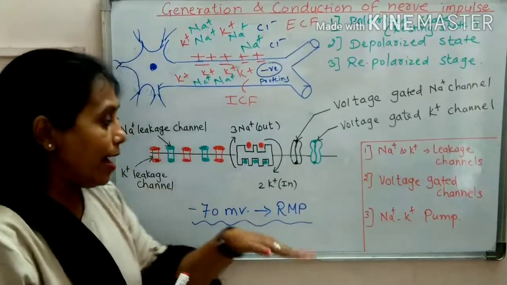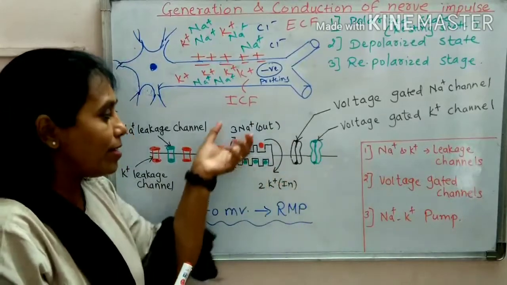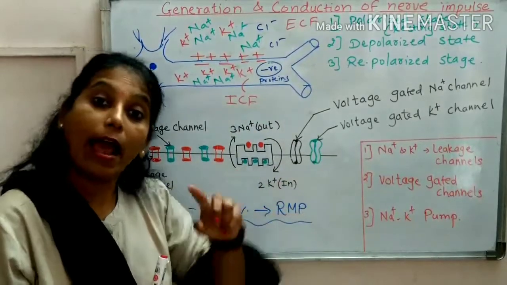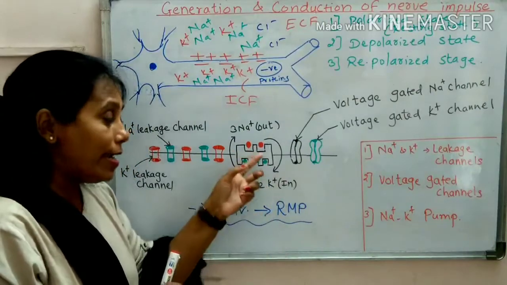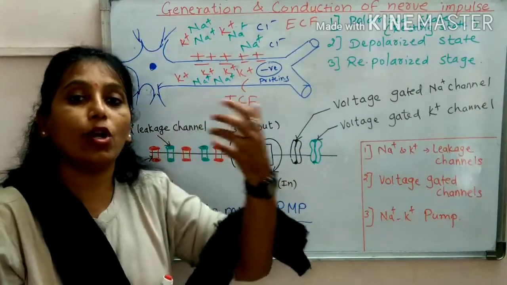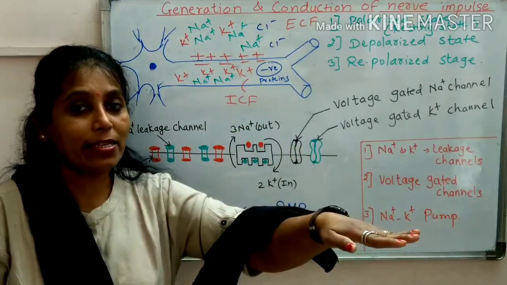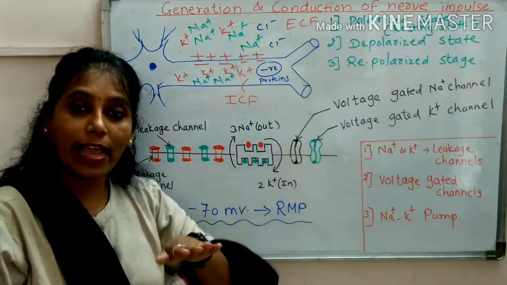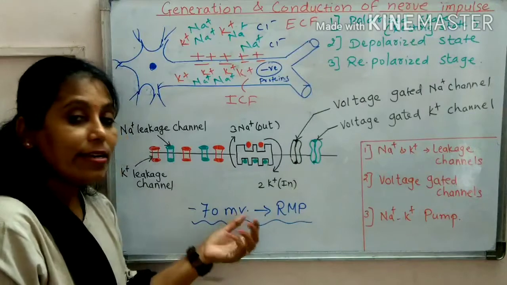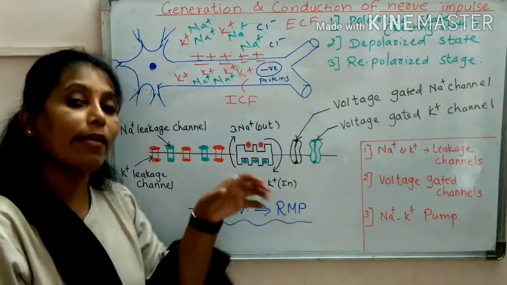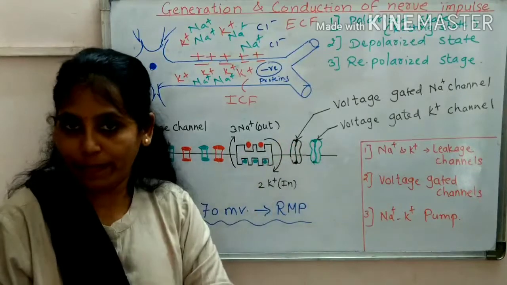Now the thing is that this pump has to force these ions back to their normal position, and for that it requires ATP, because it has to work against the concentration gradient. But when the nerve is not carrying any message, these voltage gated channels are closed. But at what time will they open? Whenever there is a difference in the potential, automatically these two gates are going to open.